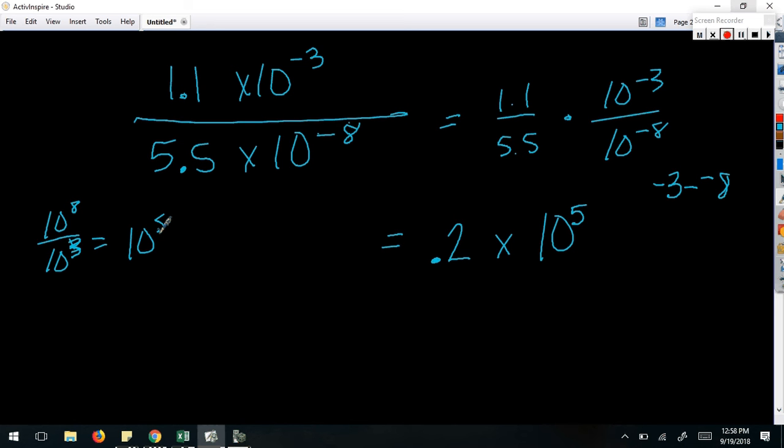If I flipped them and made them positive, so 10 to the 8 over 10 to the 3rd, what is 8 minus 3? 5. You come back to the same thing either way you do it. Yes, you're correct.